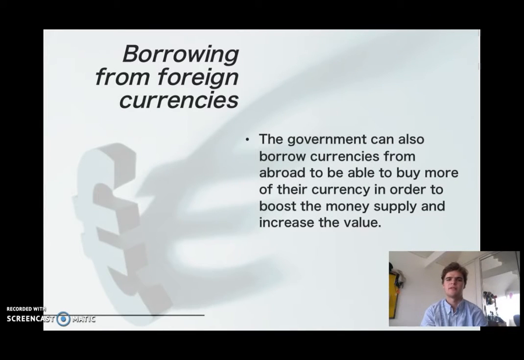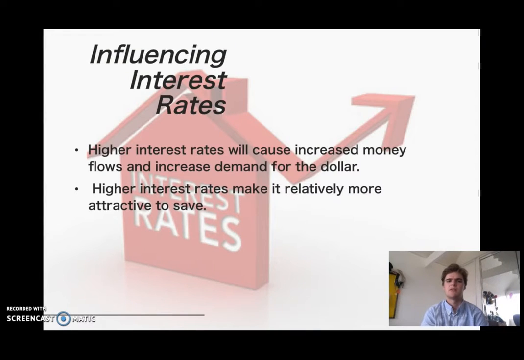Borrowing from foreign currencies. The government can also borrow currencies from abroad to be able to buy more of their currency in order to boost the money supply and increase the value. Influencing interest rates. Higher interest rates will cause increased money flows and increased demand for the dollar. Higher interest rates will make it relatively more attractive to save.